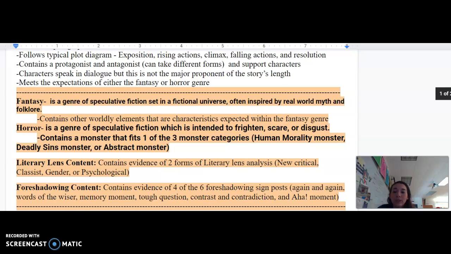Most short stories, as you can see, have elements of foreshadowing in them, so that should naturally occur within your own creation of a short story. Along with that, you should be able to incorporate literary lens concepts within your story. That doesn't mean that it needs to be forced. It doesn't need to scream gender lens from the rooftops.